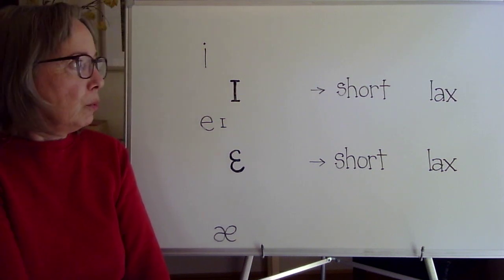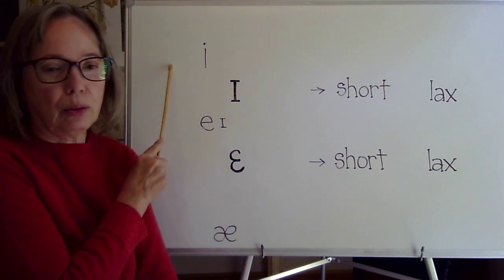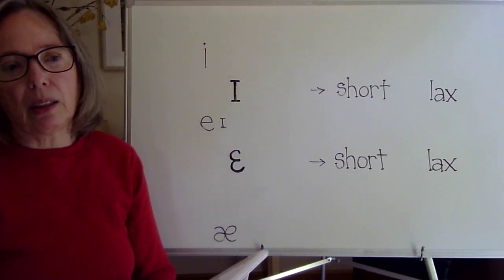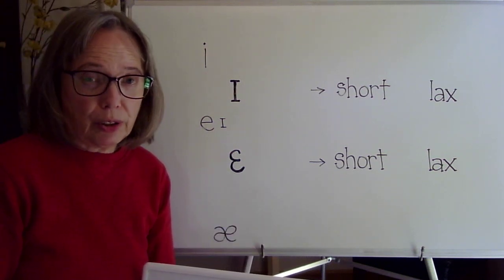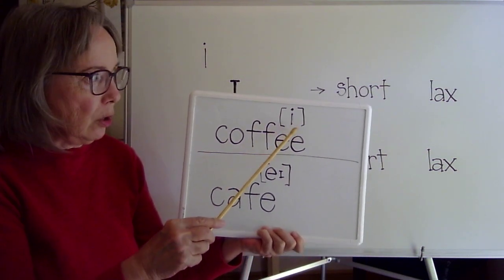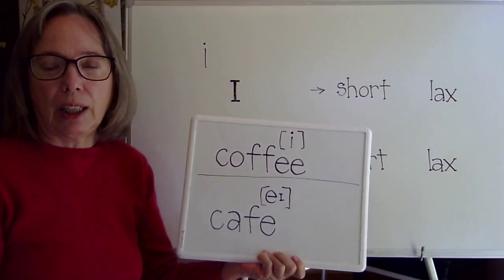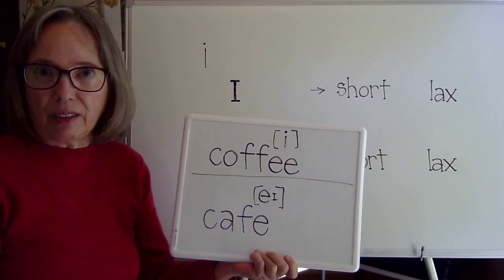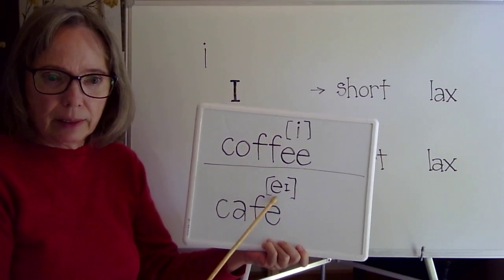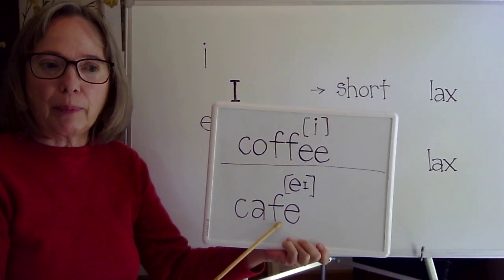So when we have the short vowels, they are in contrast to the long vowels. They can't be at the end of words. So when we have the word coffee, we have the long vowel E. We cannot have I at the end. It would be coffee, coffee. And when we say cafe, we have A. We cannot have E because it would be cafe, cafe.